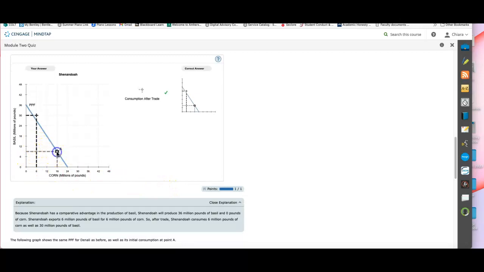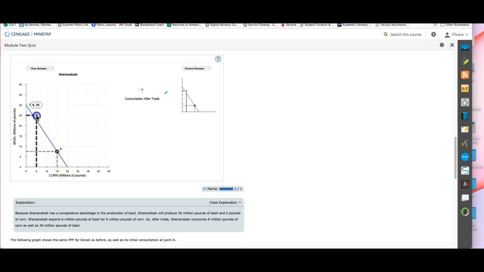Because initially they were down here at a point of 18 million pounds of basil and 18 million pounds of corn and 9 million pounds of basil. After trade, Shenandoah is only getting 6 million pounds of corn, so it is less than it started at, 18, but it is getting more basil.